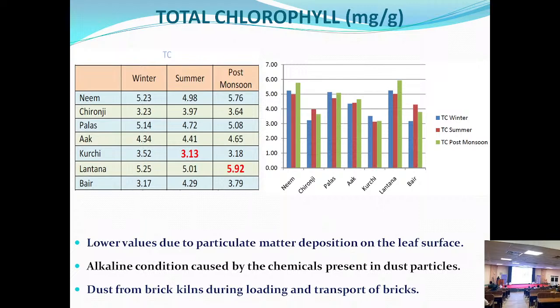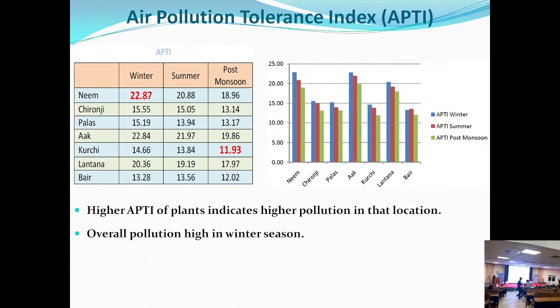Then in the case of total chlorophyll content, the lower value of total chlorophyll is due to particulate matter deposition on the surface and alkaline conditions caused by the chemicals present in the dust particles, and this dust is released from the bleaching fluid loading and unloading. So here the highest value is in post-monsoon, and the lowest value you can see in the leaf. Next.